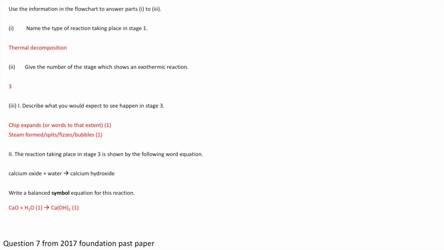Now, using the flowchart information from the earlier parts, name the type of reaction taking place in stage 1: a thermal decomposition. Give the number of the stage which shows an exothermic reaction, that'll be 3. And you have to describe what you'd expect to see happen in stage 3. The chips expand, as well as steam forming and spitting and fizzing bubbles, any sort of words to show that a gas is given off or a reaction is taking place in which gas is released.